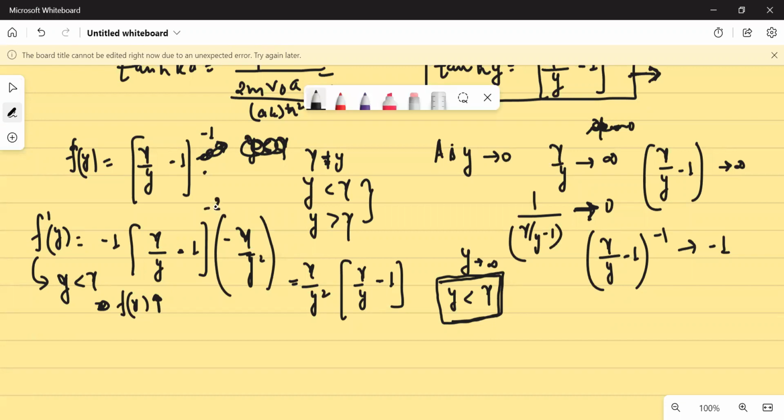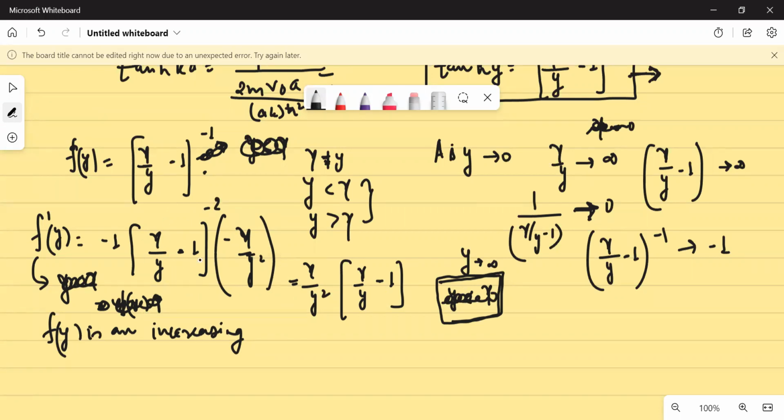So we didn't even need to check this; overall, an increasing function will always come. Because now there is a power of -2, so it will remain positive always. So in fact, I will write my fy is an increasing function, but still I will have to be cautious about y equal to gamma, because at y equal to gamma, there is a singularity. Is that clear?